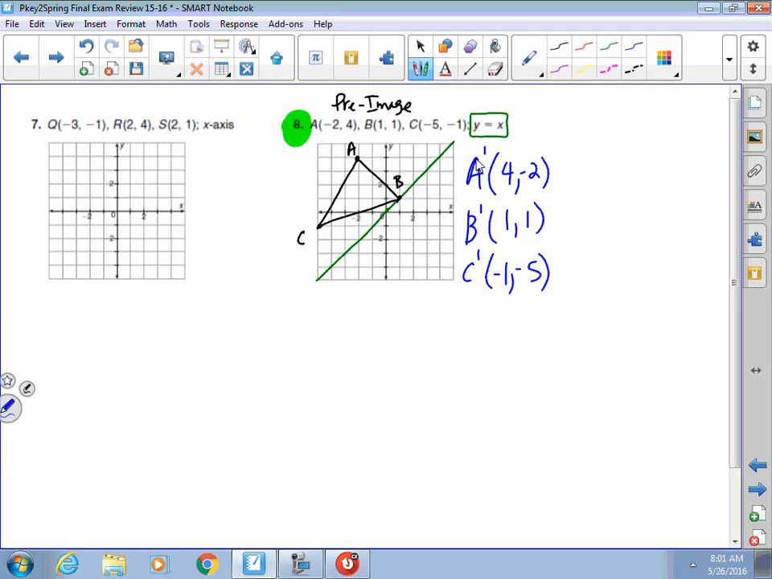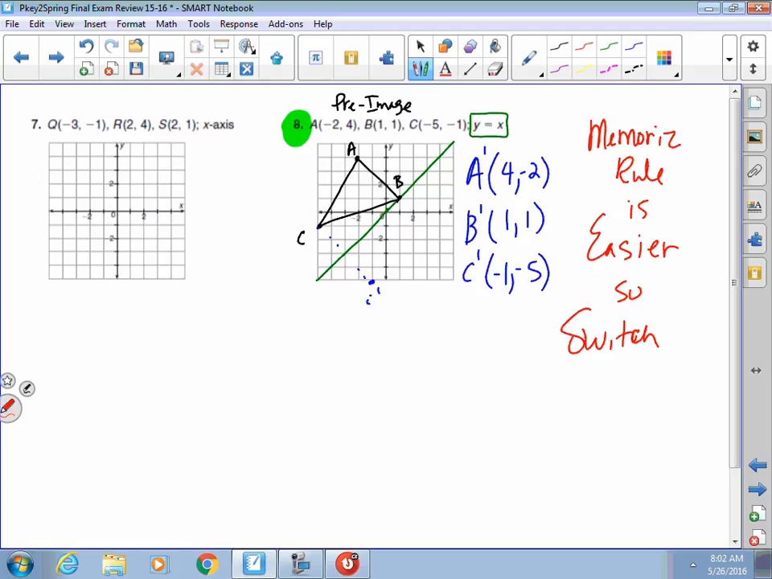Just switch them. And then so now I can see that if it's here, then it would have to be over here somewhere, which was a negative 1, negative 5. There's your C prime. See how it needs to be a reflection as such. Okay, so I think you got the hang of that. Just memorize the rule. Memorize, rule is easier. So switch X and Y for when Y equals X.